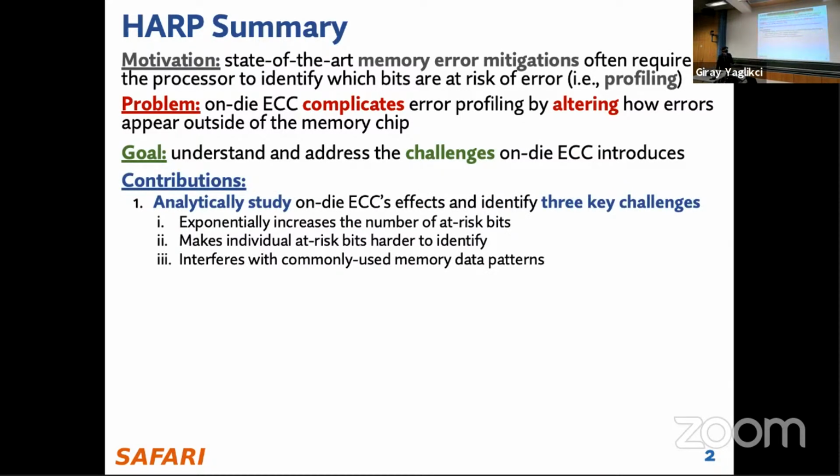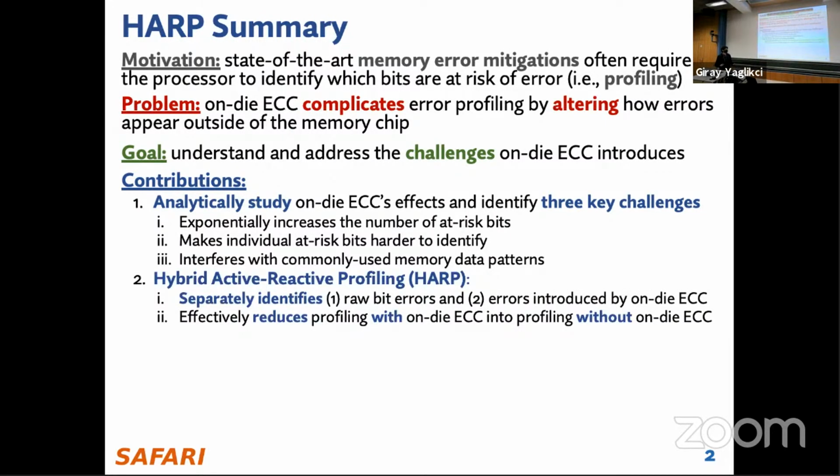First, we analytically study on-die ECC's effects on profiling, and we identify three key challenges that on-die ECC introduces. So first, on-die ECC exponentially increases the number of at-risk bits that the memory controller needs to identify. Second, on-die ECC makes individual at-risk bits much harder to identify. And third, on-die ECC interferes with commonly used memory data patterns that profilers commonly use. And second, we introduce hybrid active-reactive profiling, or HARP, which separately identifies raw bit errors and those errors that are introduced by on-die ECC. And in doing so, HARP effectively reduces the problem of profiling a memory chip with on-die ECC into that of profiling a memory chip without on-die ECC.